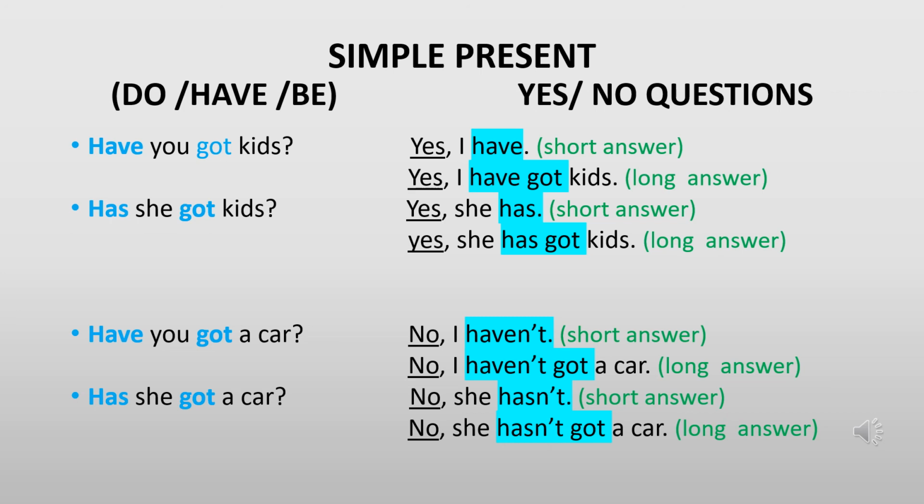So what do you notice here? We notice that the auxiliary verb have is used both in the question as well as in the affirmative and in the negative form.